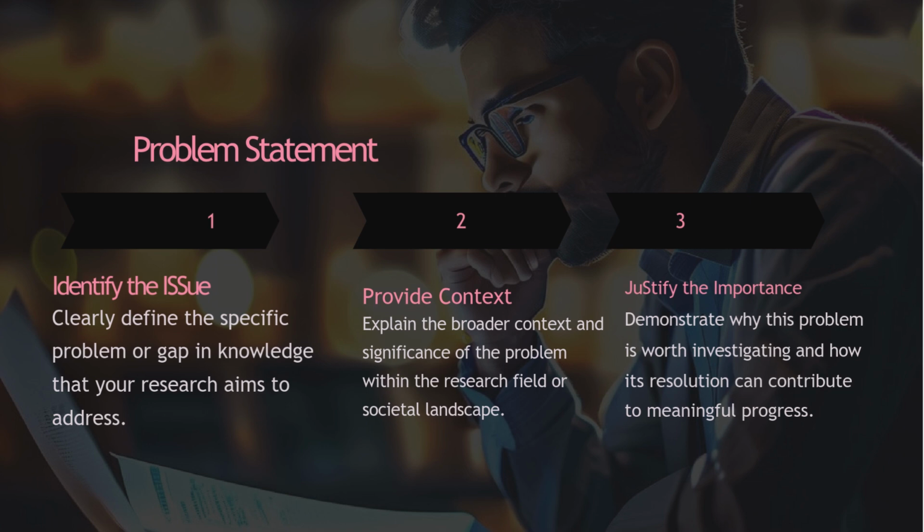identified this gap which you have identified in your research, and how are you going to address that gap.